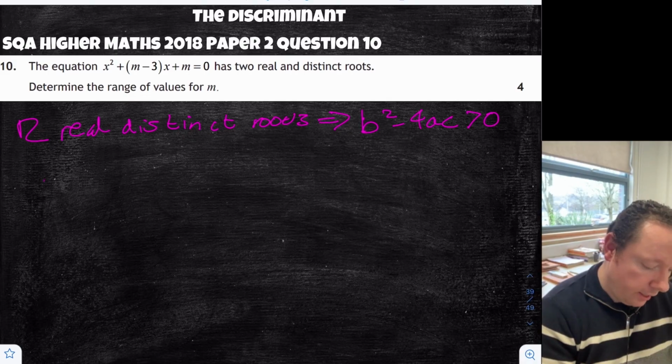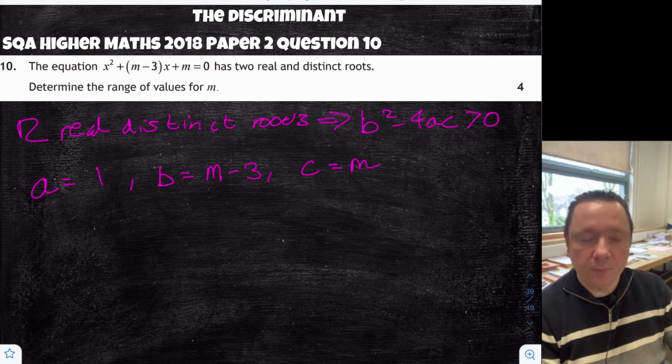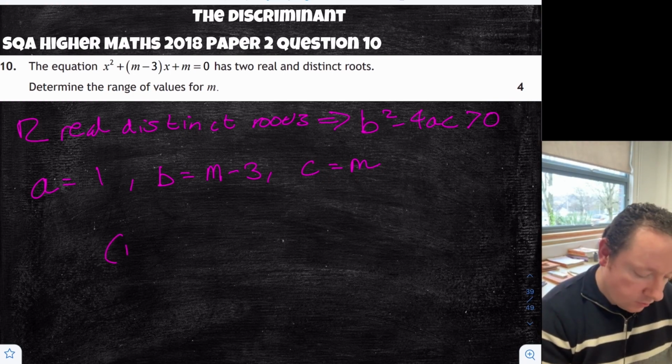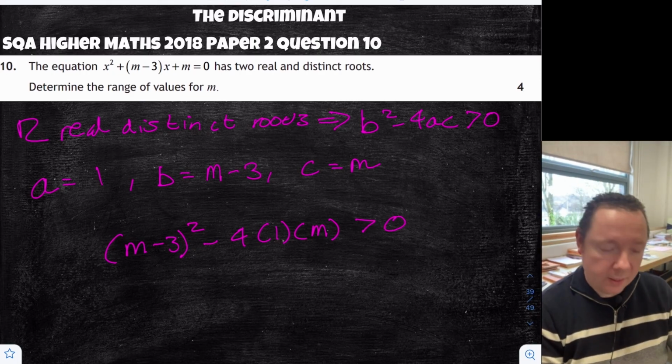So in this case, our a is the number in front of x squared, which is 1. Our b is the number in front of x, which is m minus 3. And our c is what's left at the end, which is just m. So being careful, subbing this in, we get m minus 3 all squared minus 4 times 1 times m is greater than 0. So we need to then expand our brackets.